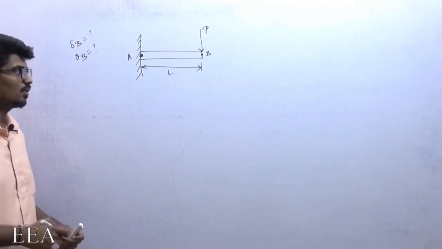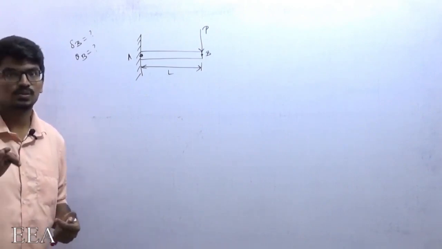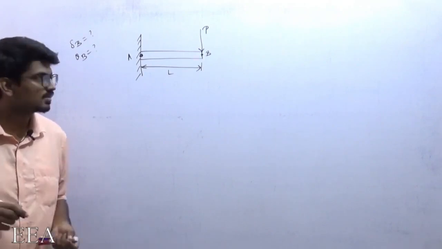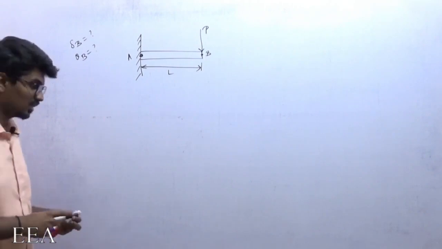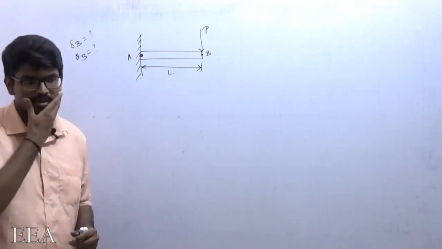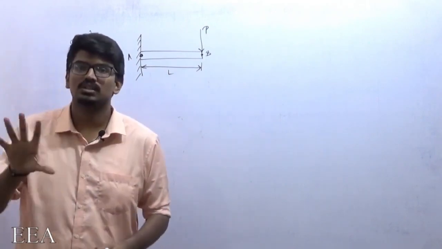We already saw how to determine deflection and theta by using double integration. Now you will get to know how easy this strain energy method is. But what is the first step? Go in a step by step manner. What is the first step? First step is to determine strain energy for the total structure, right?